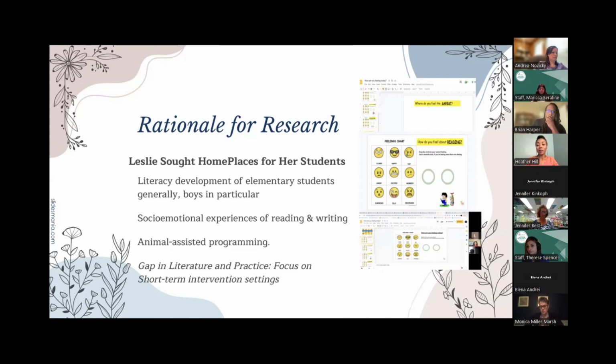Our time together was really about designing instruments. It was a qualitative approach to understanding their experiences and the influence of the presence of a therapy dog.